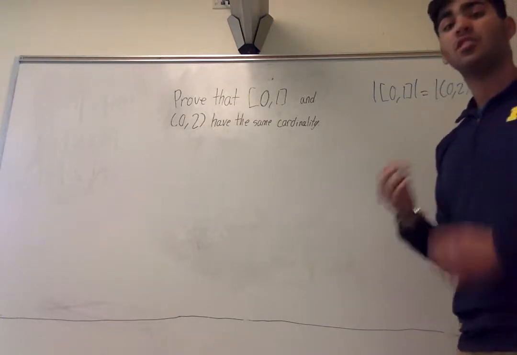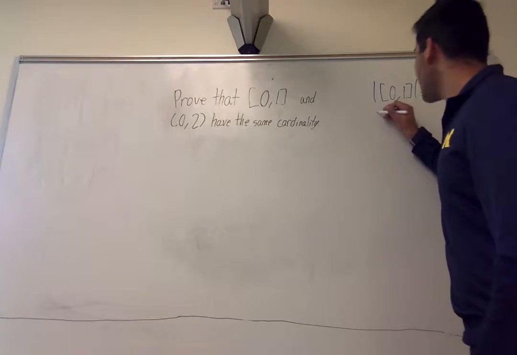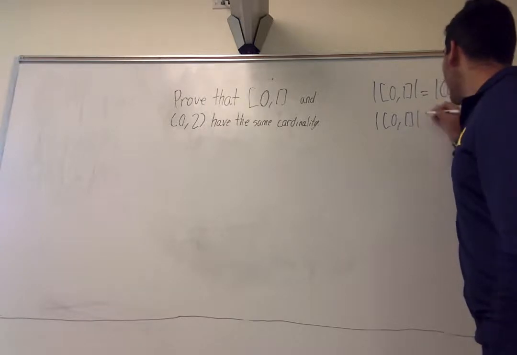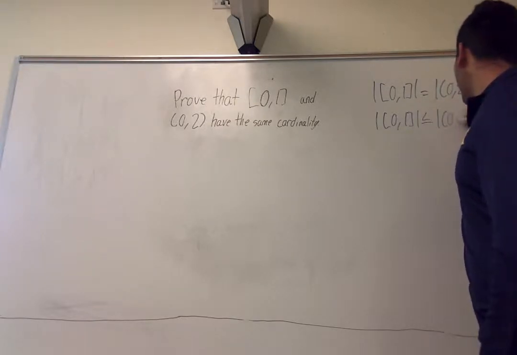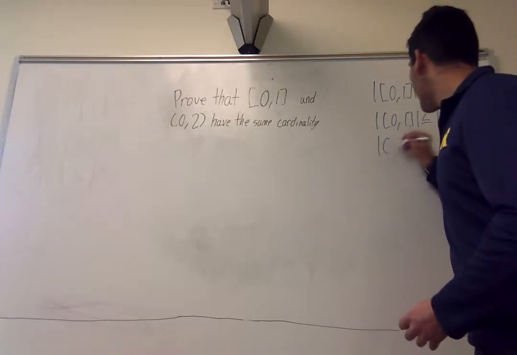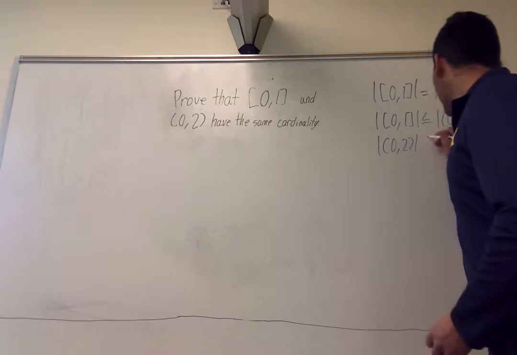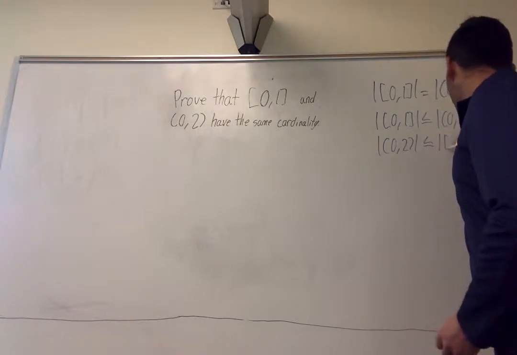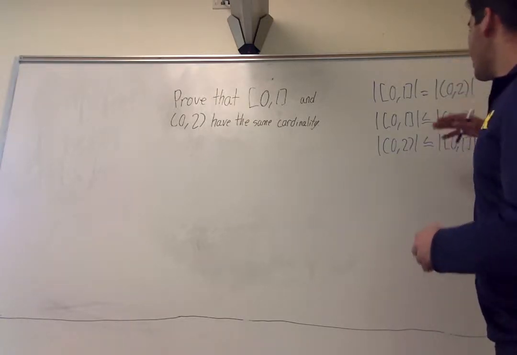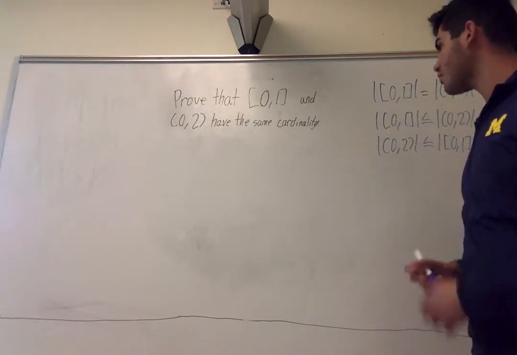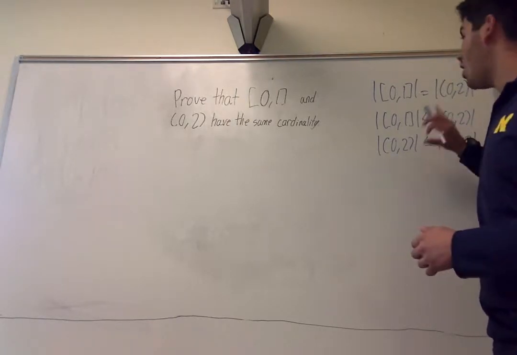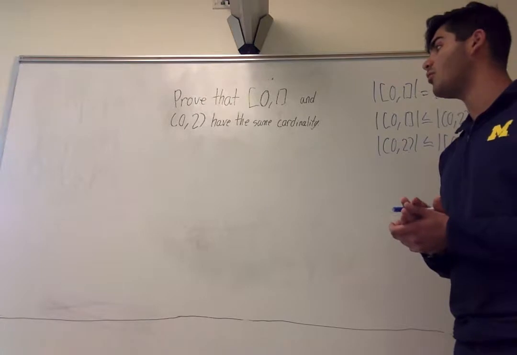We can do this using the Schroeder-Bernstein theorem, which says that if we show that the cardinality of set A is less than or equal to the cardinality of set B, and also vice versa, that the cardinality of set B is less than or equal to the cardinality of set A, then the cardinalities will be equivalent. In order to show these, we can use functions, specifically one-to-one functions.